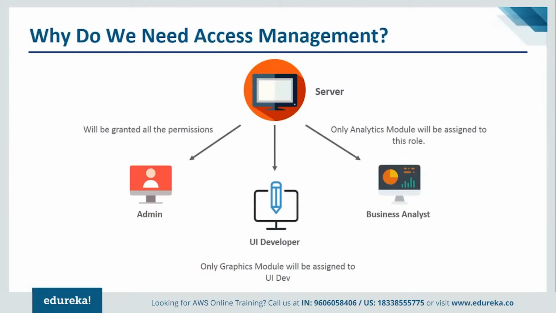Similarly, if after that a business analyst comes in, he should only be able to access the analytics module which is there in your server, right? He should not be able to get into the UI development part, or he should not be able to see the other aspects of what is there in your server, right? So each and every user or each role will have specific rights assigned to them, right? And this is done by policies which are in turn given by administrators, right? So this is what access management is, that giving each role the specific rights that they deserve. And this is what we are going to accomplish today in AWS, right? So this is why we need access management.